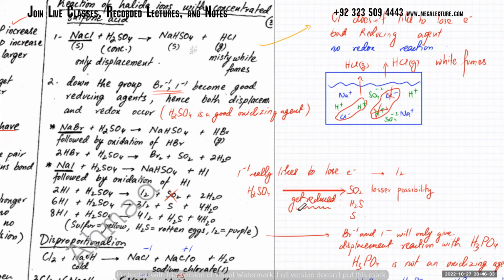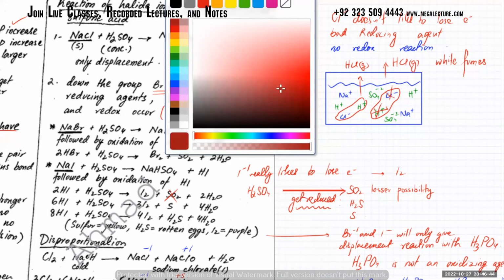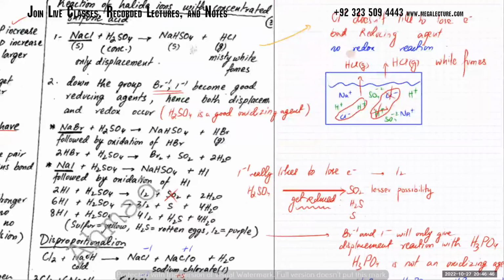So the question now is, how do you prevent this redox reaction? Because remember, what was our purpose? Our purpose was for this reaction. The purpose was that we wanted to make HCl, HBr, and HI, right? We wanted to make this stuff. We actually did not want the redox reaction. So how do you prevent a redox reaction?